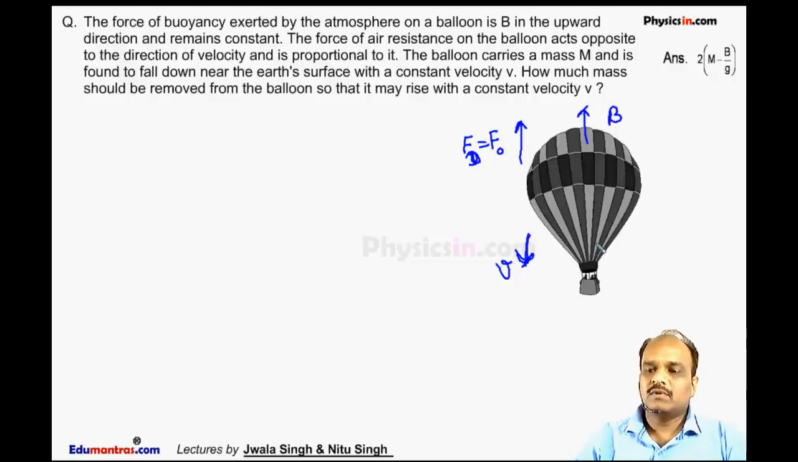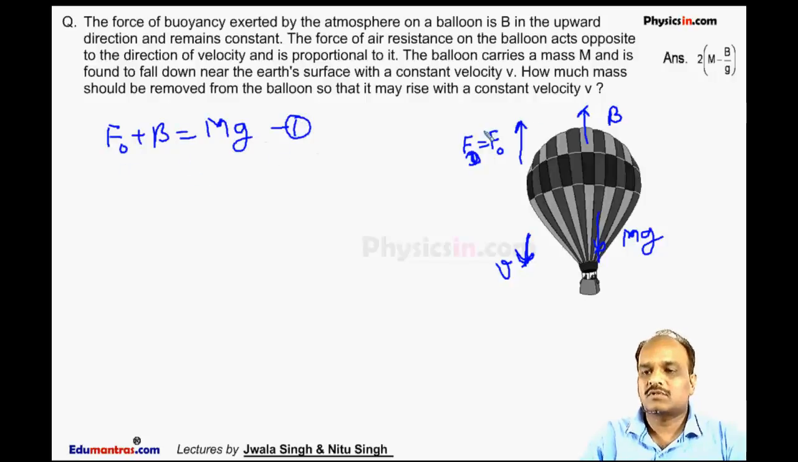Now the total weight of the balloon is m into g, and since it is going downward with constant speed, in that situation the drag force Fd plus the buoyant force must be equal to m into g. This is our first relation, because the speed is constant, so the net force is balanced.